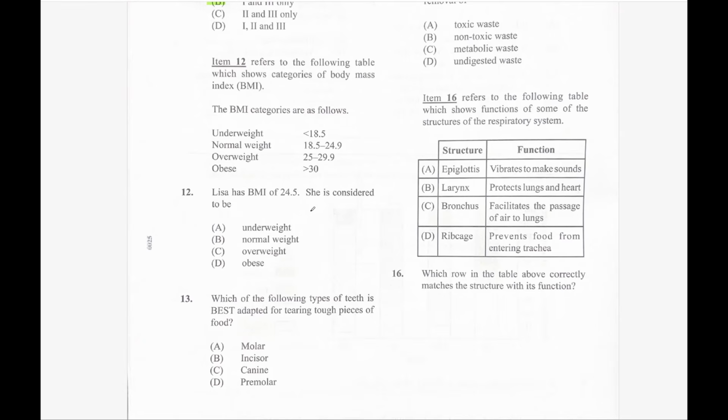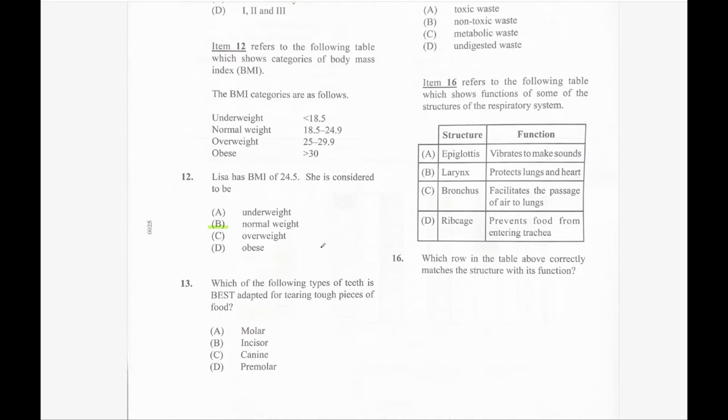She is considered to be, 24.5 will fall into the normal range. It's under the upper boundary of 24.9 and above the lower boundary of 18.5. So she is normal weight. The answer is B for number 12.